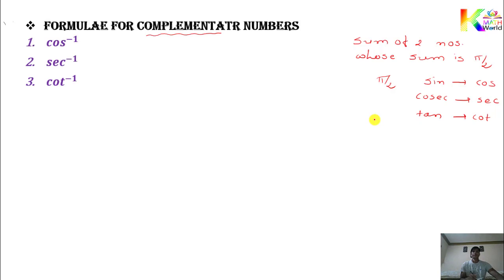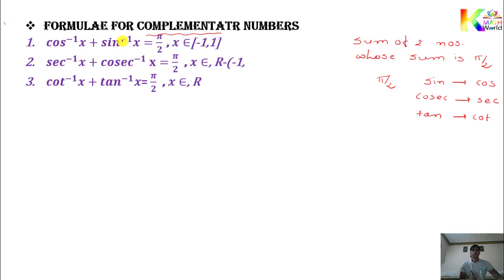You can see now, sine converts to cos at pi by 2. So complementary means the sum is pi by 2. So you get the answer pi by 2 for all these three. Sine plus cos is pi by 2. In the same way, cosec plus sec is also pi by 2. Tan plus cot is also pi by 2. But you have to remember these for inverse functions. All these are inverse functions. So this way you can easily remember.